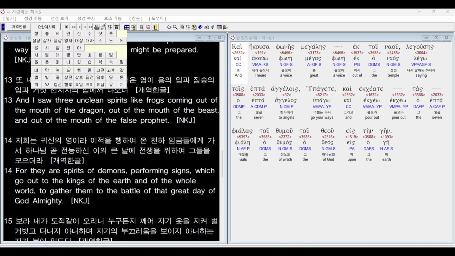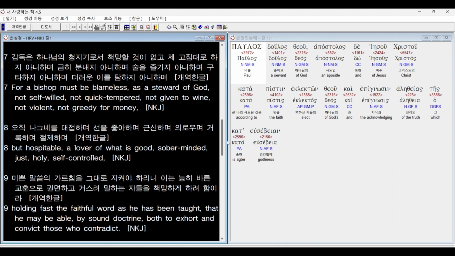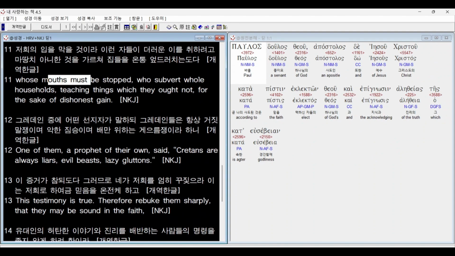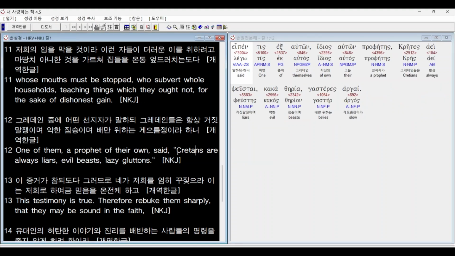So go back to Titus chapter 1. Then the mouth must be stopped. And then here, Cretans are always liars. The lie has to be stopped, because lies come from the mouth of the dragon, the mouth of the beast, the mouth of the false prophet. That's why here it says evil beasts. They locate the Cretans. If you look at the right side here, Cretes. In English it says Cretans. This is Cres.